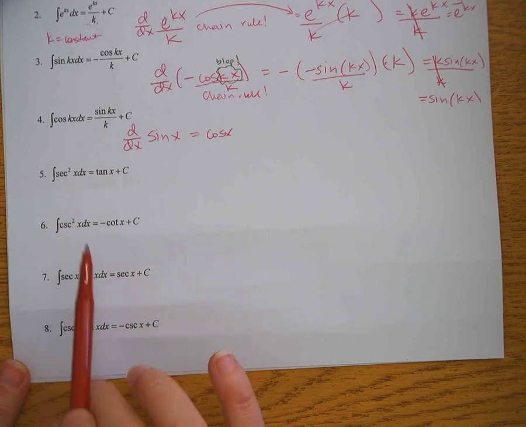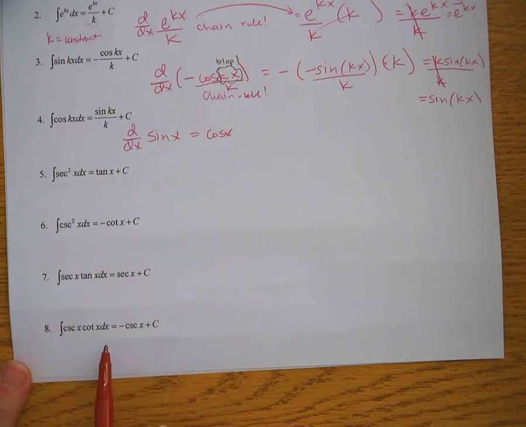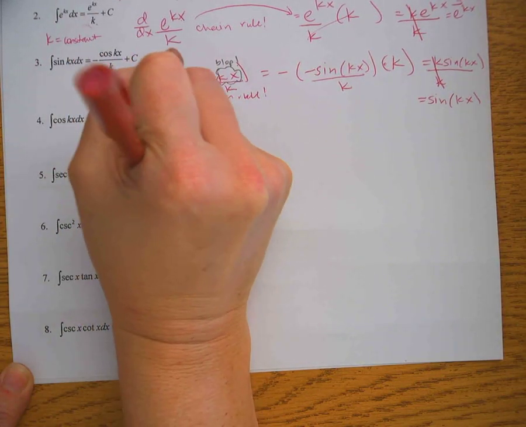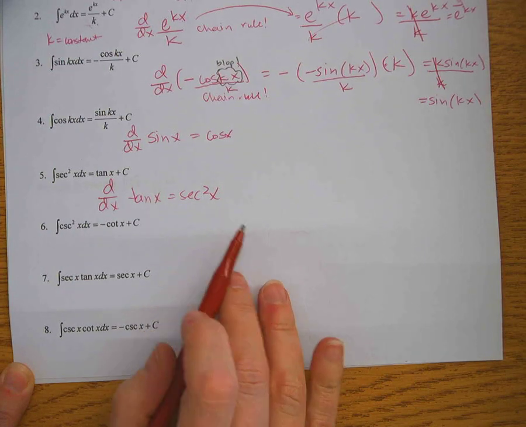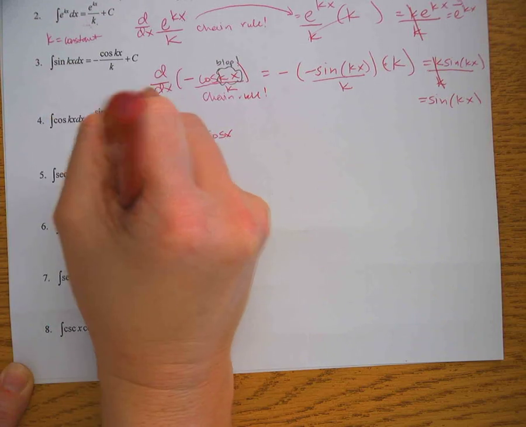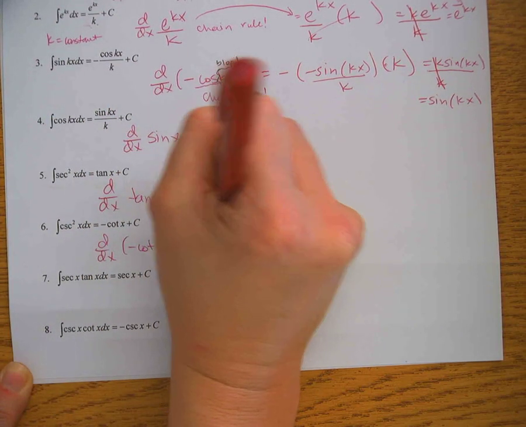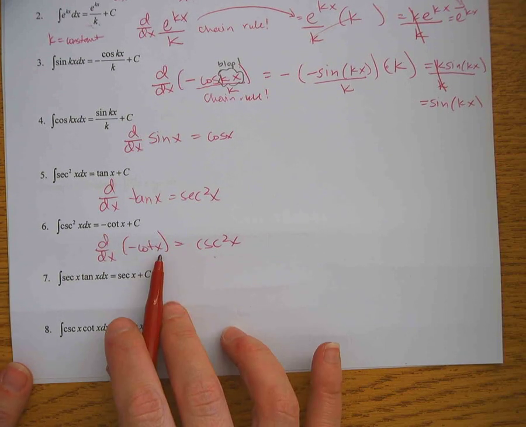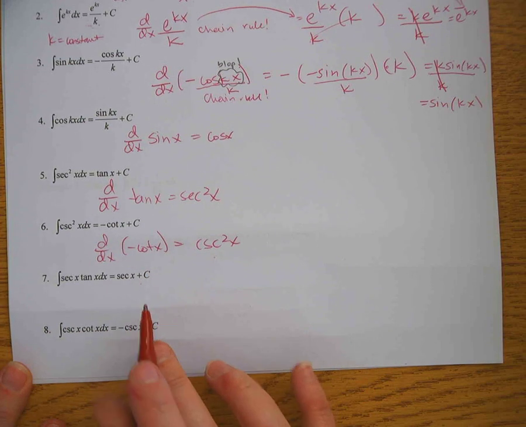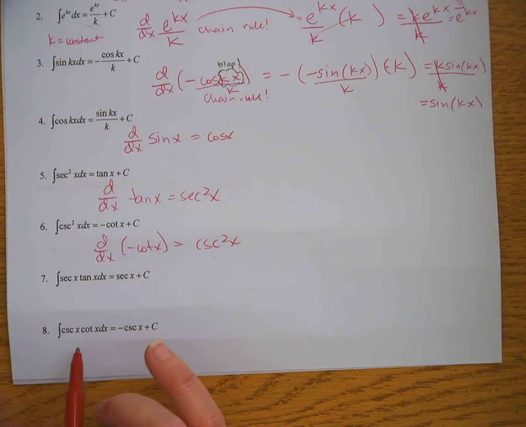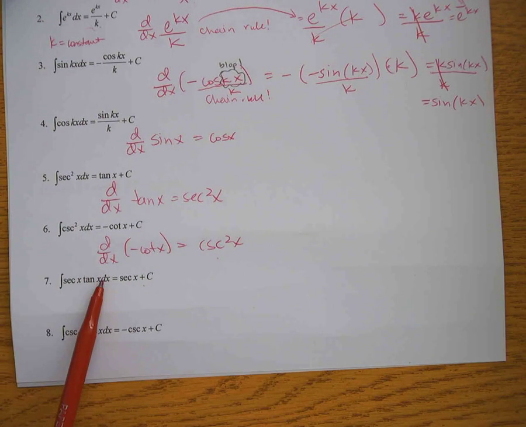Okay, then with 5, 6, 7, and 8, all these are just the backwards formulas for the trig derivatives. The derivative of tangent is secant squared, so the antiderivative of secant squared is tangent. The derivative of negative cotangent is cosecant squared, so the antiderivative of cosecant squared is negative cotangent. And then so on and so forth. These are the same idea. So these are all the backwards formulas of the derivatives that we've learned before. Okay, so we're going to use all of this on the last page.